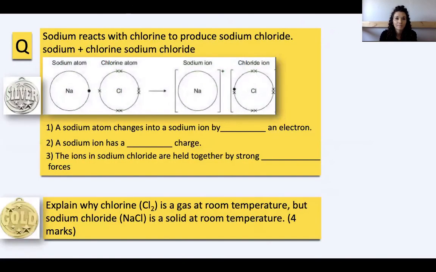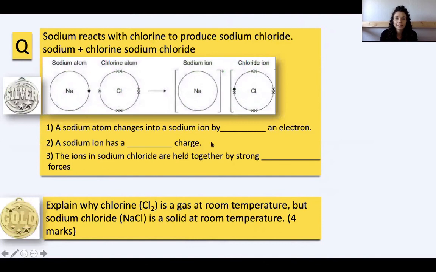Let's skip past that bit. Okay, you might be pleased to hear, this is our last couple of practice questions. Sodium reacts with chlorine to produce sodium chloride. So here you've got sodium plus chlorine gives you sodium chloride, and you can see this reaction happening there. It's the same as the one that we were just looking at.